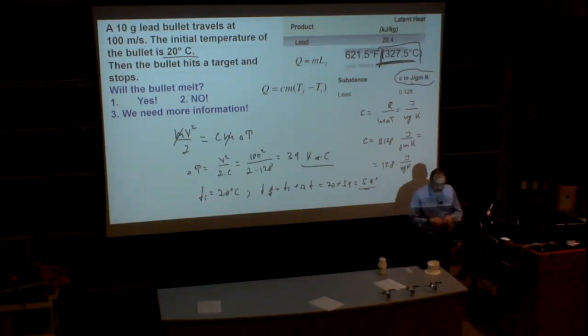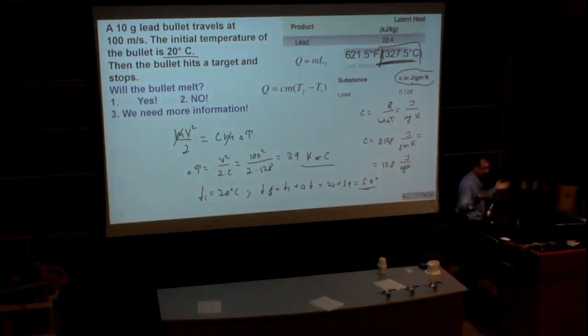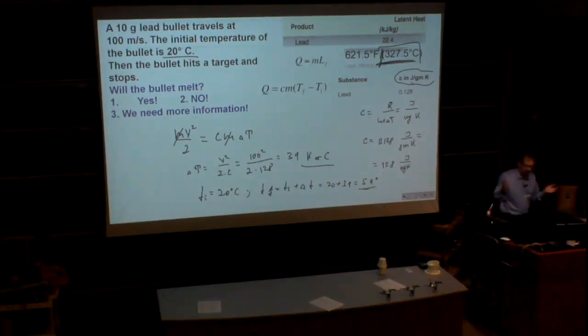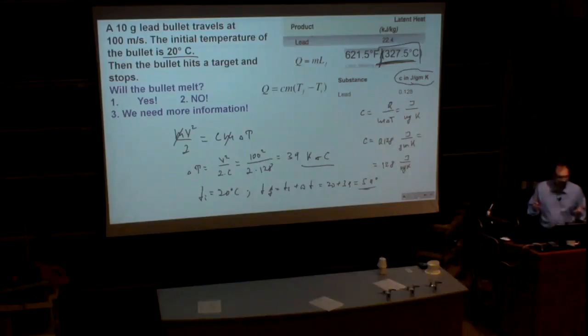In reality, of course, there is air friction, which takes away some energy. There's friction between the bullet and the wall, which takes away some energy. We neglect that. But if we neglect that, the only process happening is inside it.